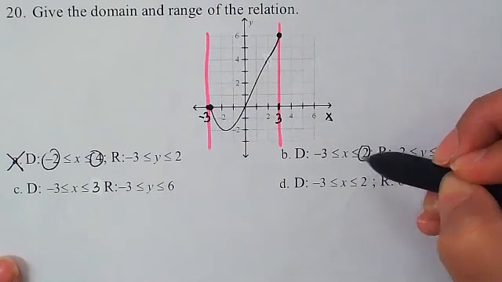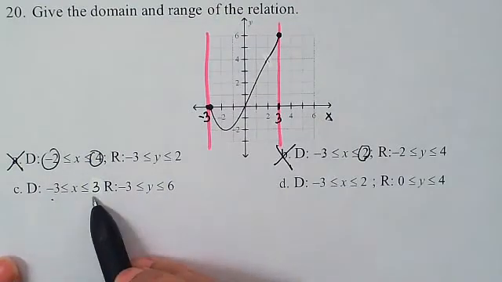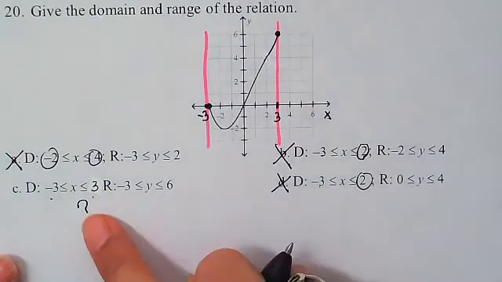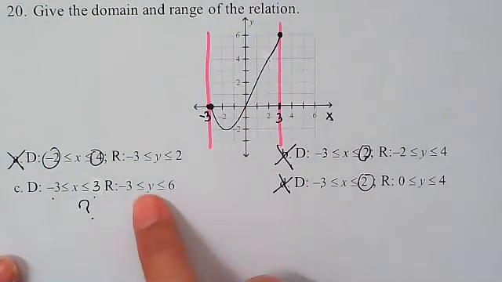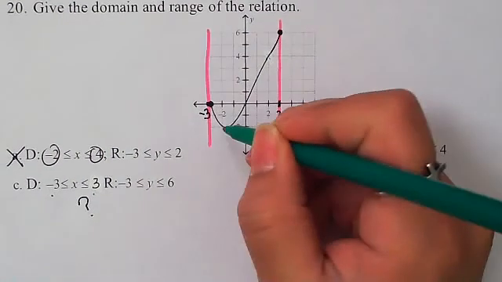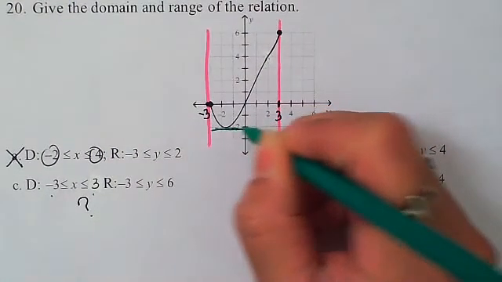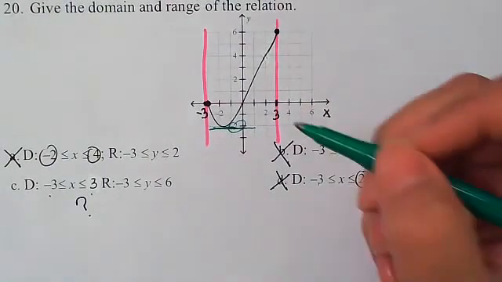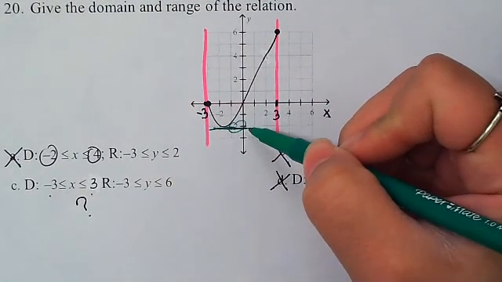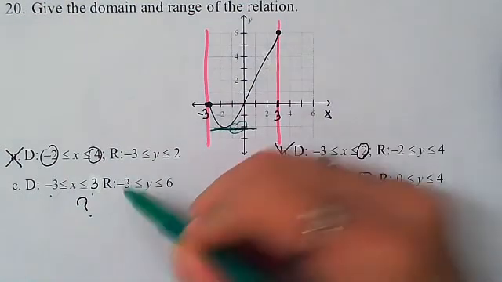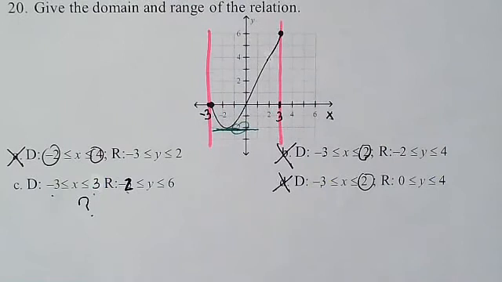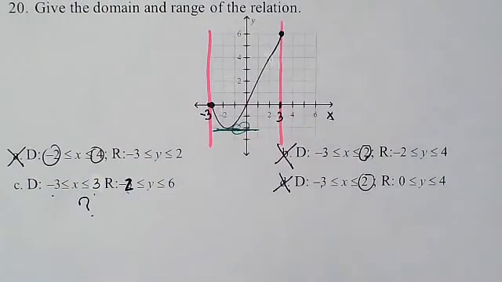No, they don't have the right numbers. B, -3 to, oh, they put 2. -3 to 3, yes, maybe. -3 to 2, nope. So I'm thinking it's C, but let's check it by making sure that that is the range. Range is your Y, and that I have to go to the bottom of my graph. So that's negative, what is it? -1, -2. That should be a -2.